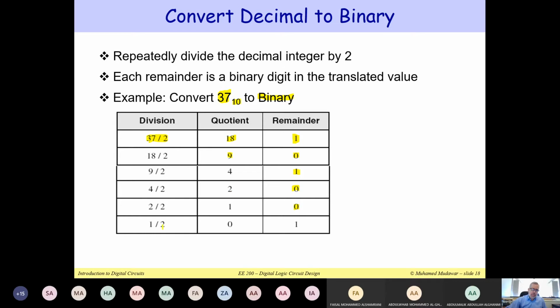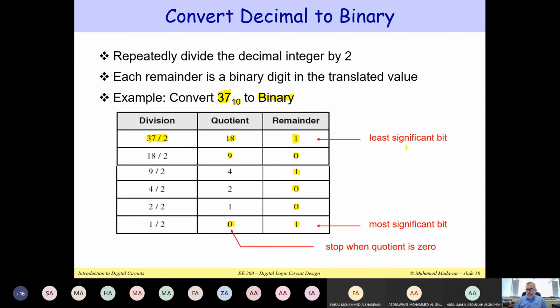Now 1 divided by 2. Now 1 is less than 2. In fact, you get 0.5. But we write the quotient to be 0, and the remainder will be equal to 1. Now we stop when the quotient is equal to 0. The first remainder is the least significant bit, whereas the last remainder is the most significant bit. And we stop when the quotient becomes equal to 0. This is when we stop. This is the procedure.